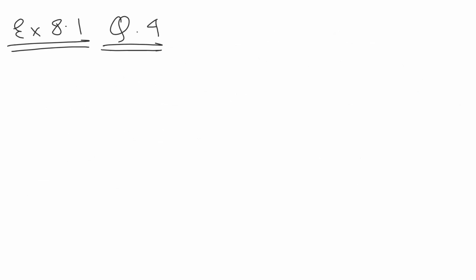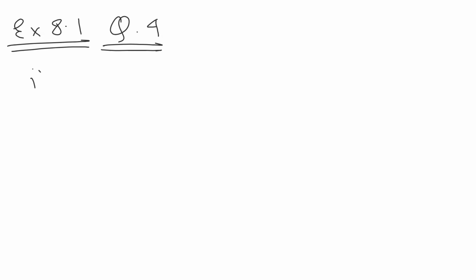So next thing, exercise 8.1, question number 4. What have they given? Find the probability distribution of number of heads in 2 tosses of a coin, number of tails in 3 tosses of a coin, and number of heads in 4 tosses of a coin.